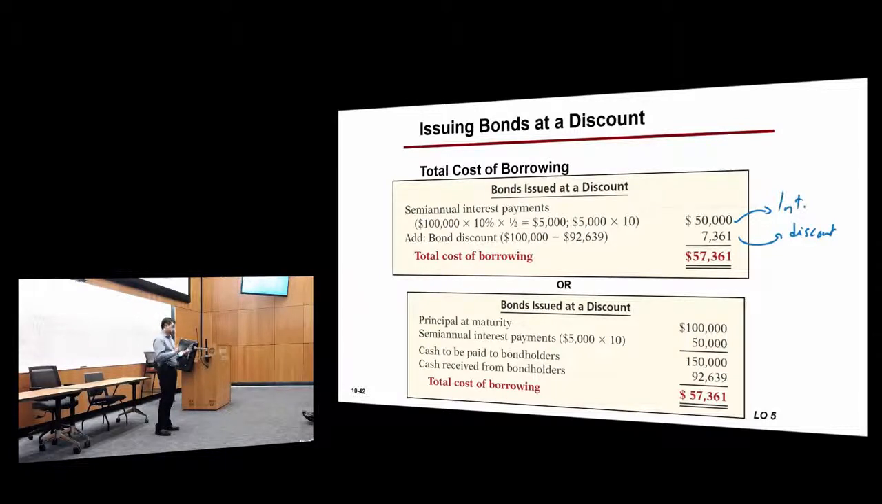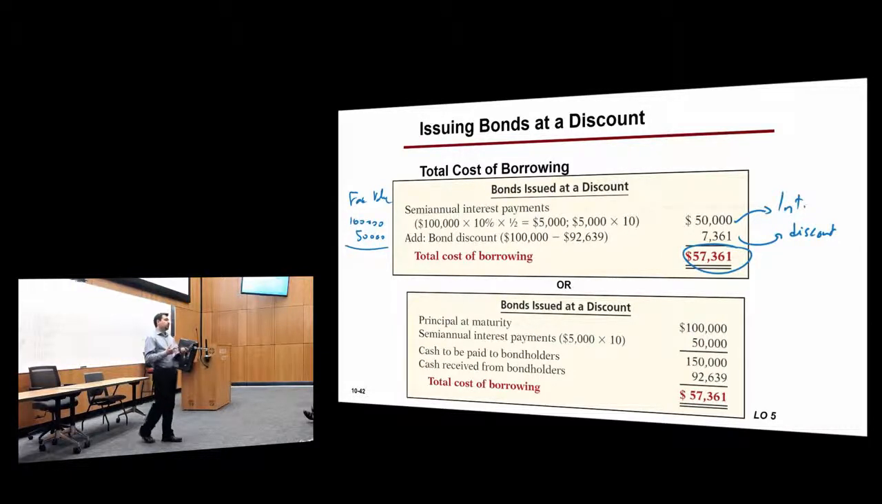So they got $100,000. The cost was $50,000, and then they have to pay back the principal. Okay. The cost was $50,000. So this is for face value. When it is sold at a discount, what happens? So the first one is when you add the discount to the interest. That will give you the cost.